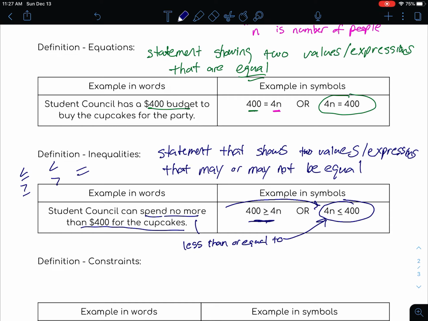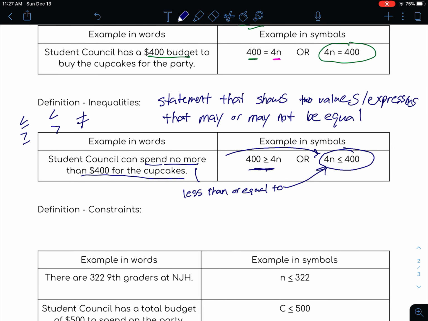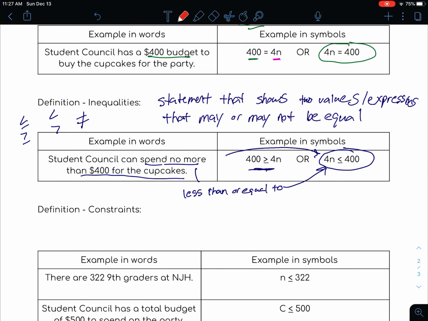And we have some different inequality signs, right? Less than or equal to, greater than or equal to. We have less than, we have greater than, we even have a not equal to. And so those are some symbols. And we'll come back to that as we study inequalities throughout the unit. But let's just go with that for now.